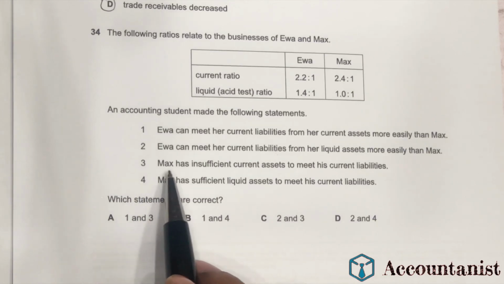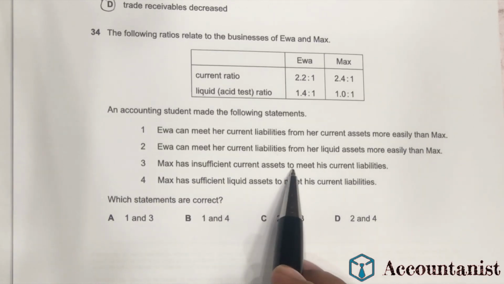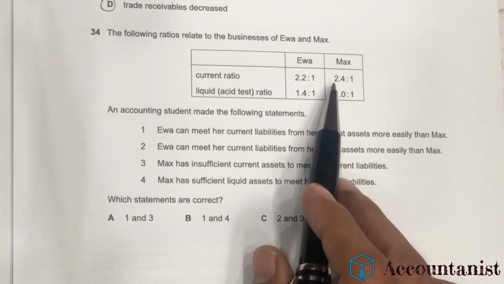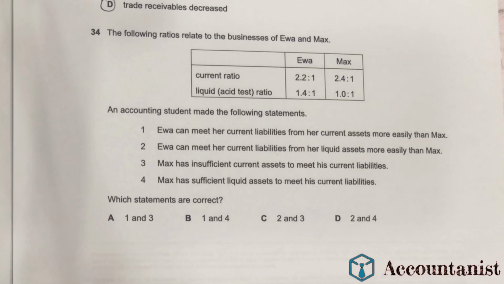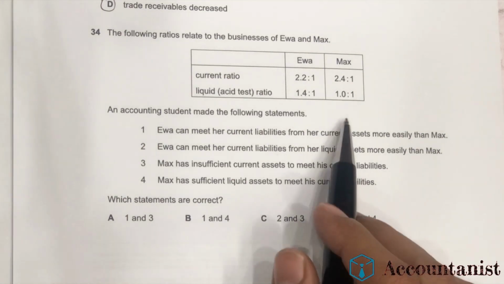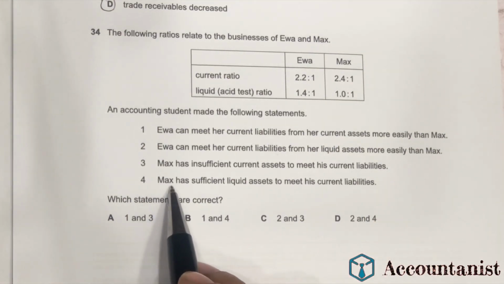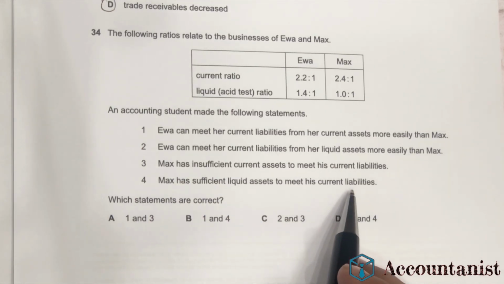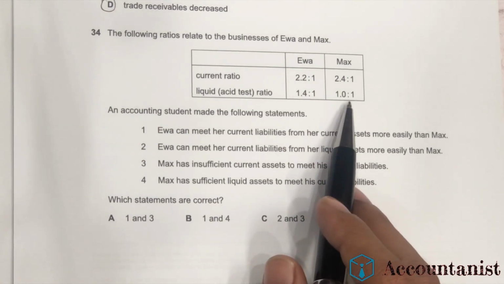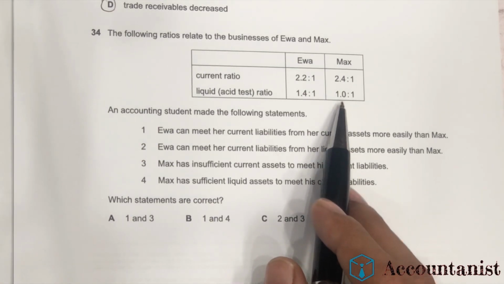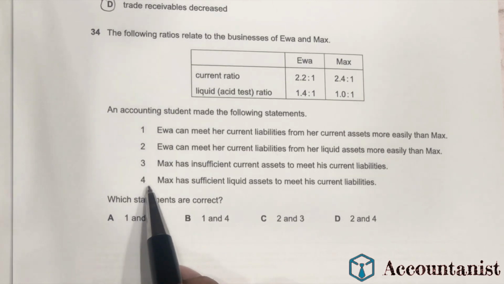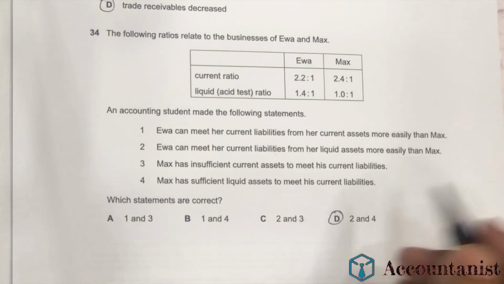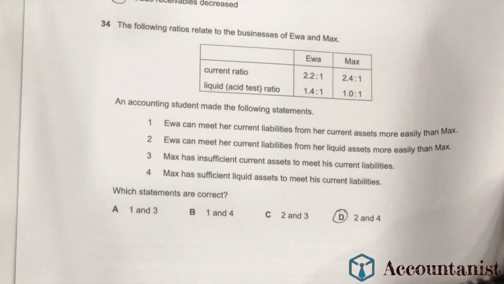The third one, Max has insufficient current assets to meet his current liabilities. No, in both cases they do have the assets. In the fourth one, Max has sufficient liquid assets to meet his current liabilities. Yes, it has assets equal to his liabilities. So this one is also correct. So the right option is 2 and 4, which is option D. So that was question number 34.